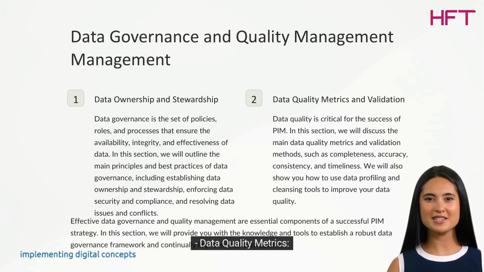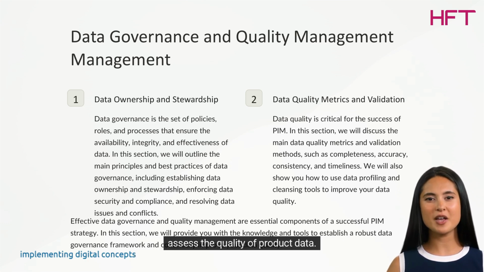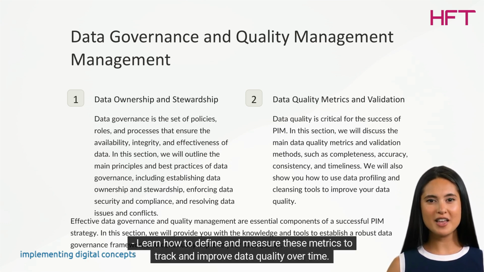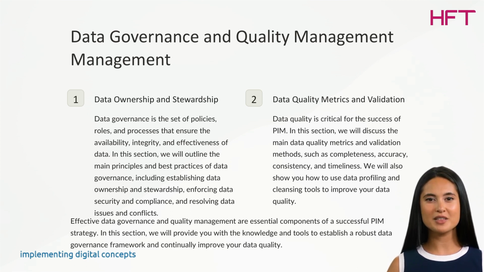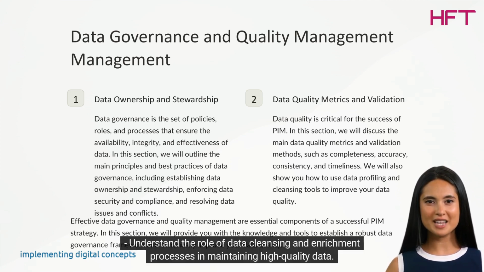Data quality metrics. Data quality metrics, such as data completeness rates, accuracy rates, and timeliness metrics, help assess the quality of product data. Learn how to define and measure these metrics to track and improve data quality over time. Data cleansing and enrichment. Data cleansing involves identifying and rectifying errors, inconsistencies, and duplicate entries in product data. Understand the role of data cleansing and enrichment processes in maintaining high-quality data.